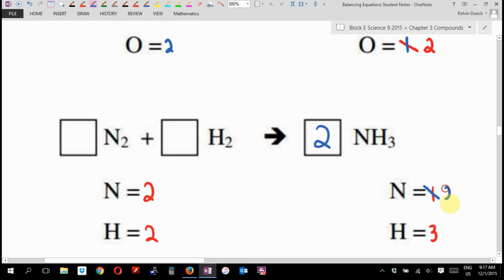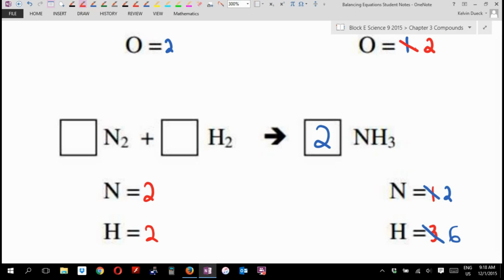Now that's going to give me 2 of those. Oh, what else is that going to change? It's going to change the number of H's. 5 or 6, Hannah? Hannah, how many H's do I have on the right-hand side now? How many H's do I have on the left-hand side? 2. How can I fix that? How many would I like to have on the left-hand side? 6. How many do I have right here? How can I turn this into a 6?